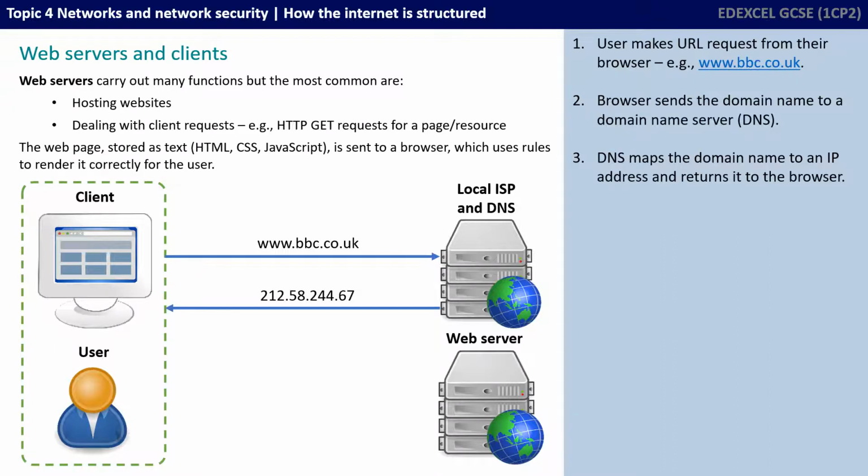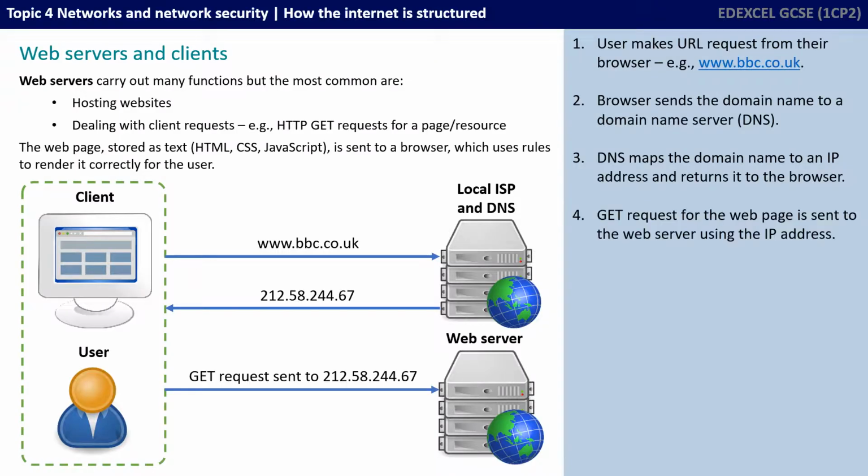We prefer to use words. For example, the BBC web server may be at IP address 212.58.244.67, but we would prefer to remember a URL such as bbc.co.uk. Special servers on the internet called domain name servers convert a URL into an IP address for the routers to use.